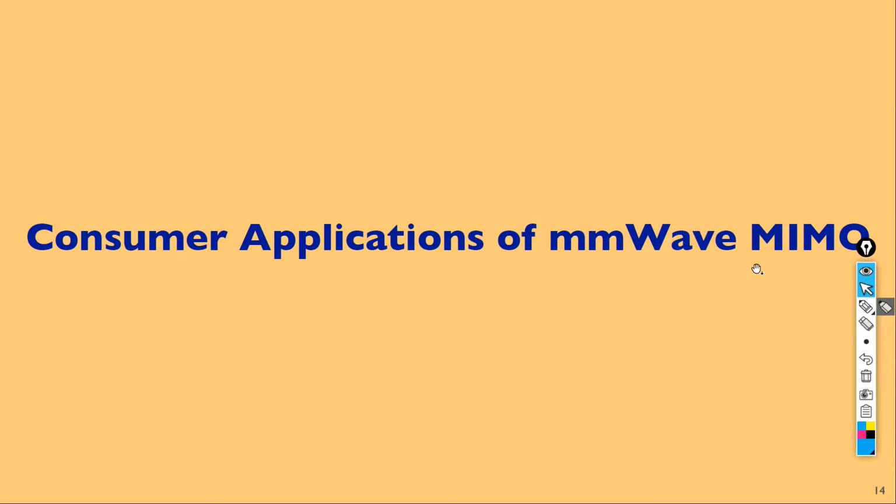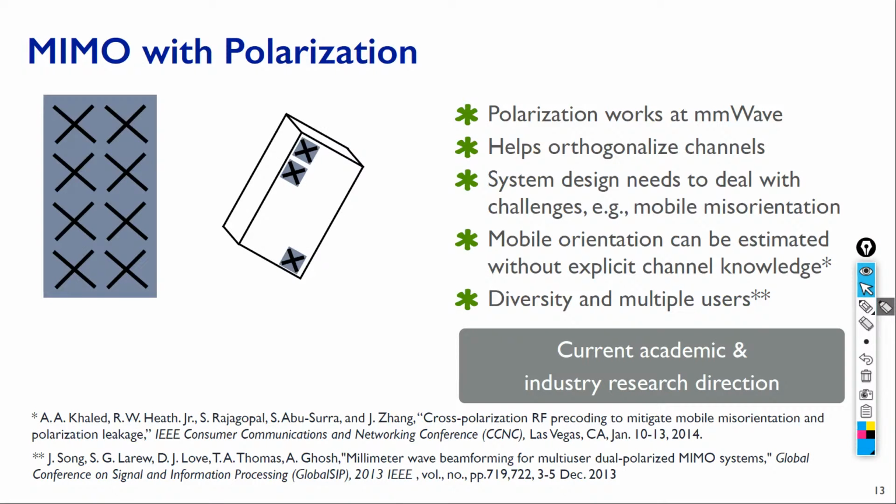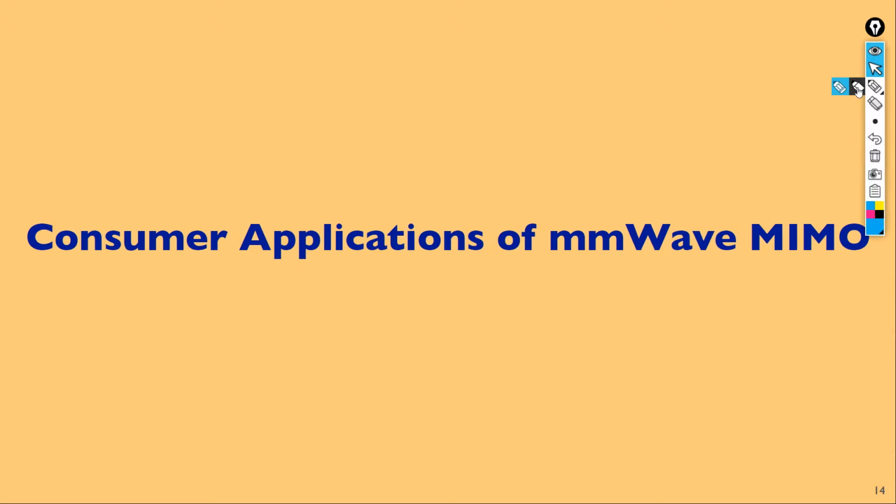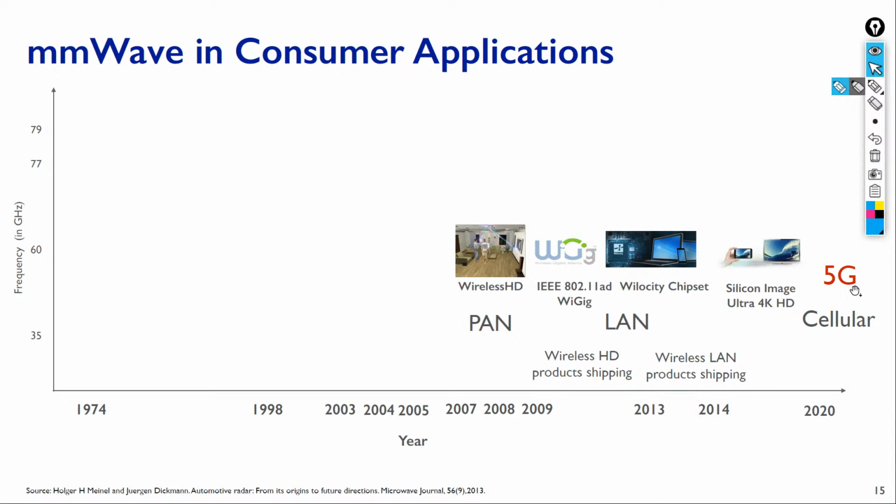Now, having talked about these issues, the MIMO design for millimeter wave and polarization, and some of the special things that we need to take care of and consider while designing the system, let's talk about the consumer applications of millimeter wave MIMO currently in the industry and in the market. What consumer applications do we have, and what do we have so far? Let's start from 5G. 5G, the second phase, is expected to use millimeter wave, which are high frequency signals.